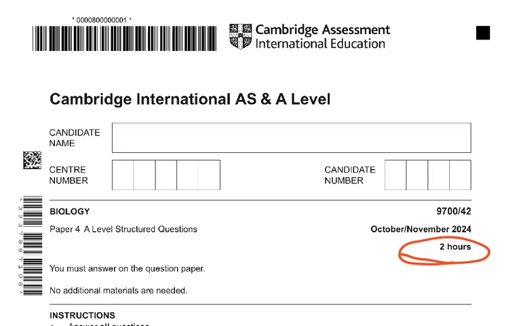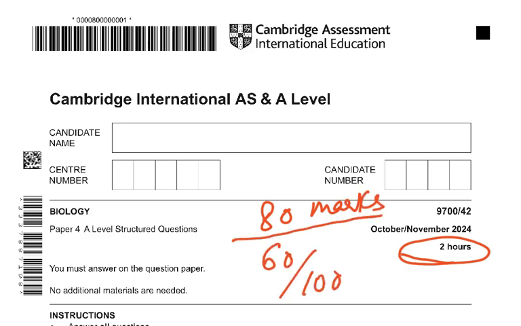I would like you to do a paper worth 80 marks and get 60 out of 100. If you do 80 marks and leave out 20 marks, I'm okay with it. As long as you're getting 60 out of 100, it's an A grade. So the grade boundaries are anything between 60 and 65 is an A grade.